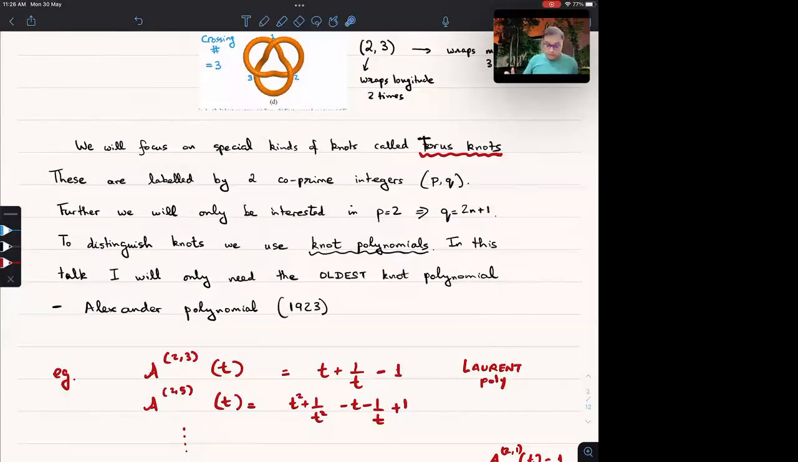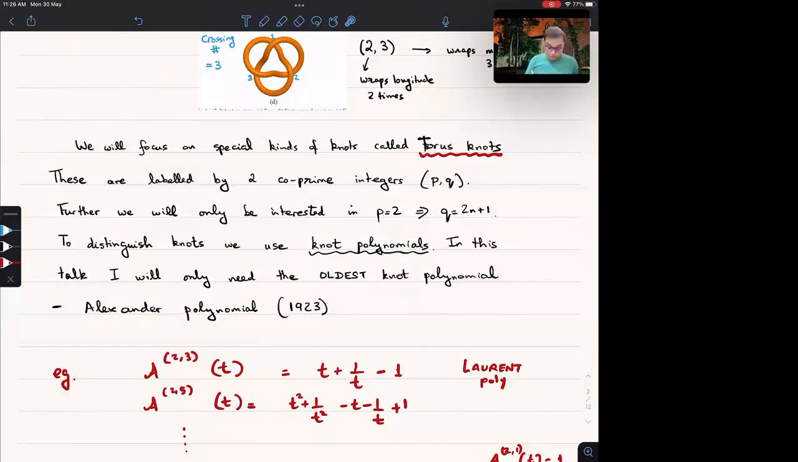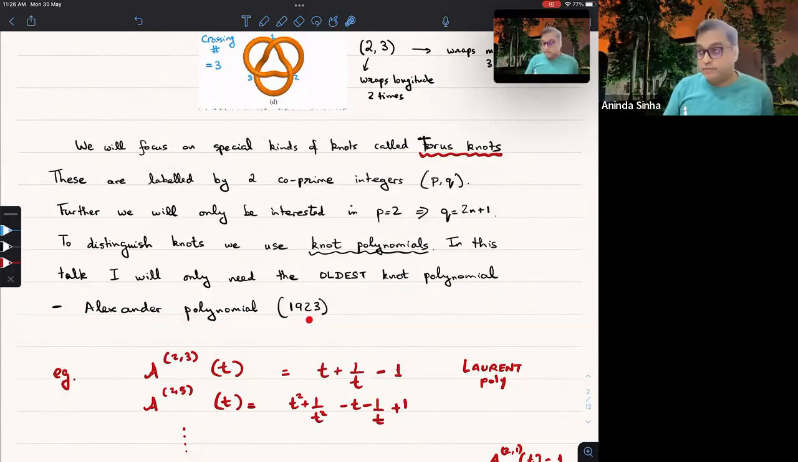In this talk, I will only need the oldest knot polynomial, which is called the Alexander polynomial. The Alexander polynomial was invented by J.W. Alexander in around 1923.